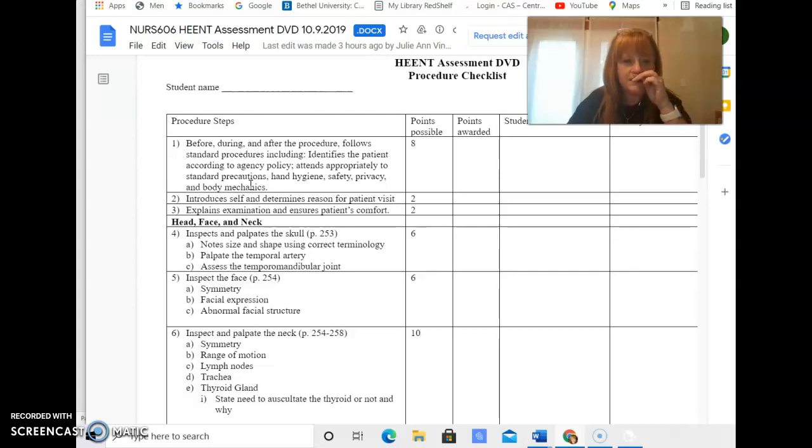including identifying the patient according to the agency policy, using standard precautions, hand hygiene. Some people would just have hand sanitizer in the corner, or they would verbalize, now I'm going to wash my hands before I touch the patient.